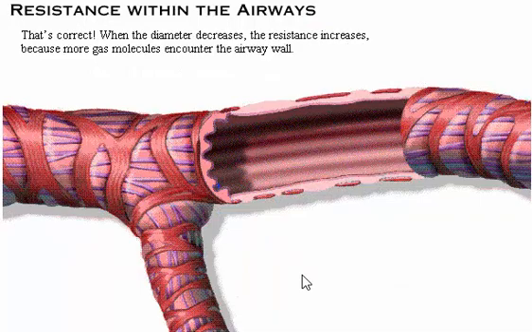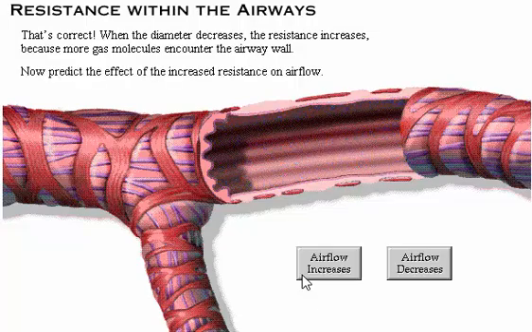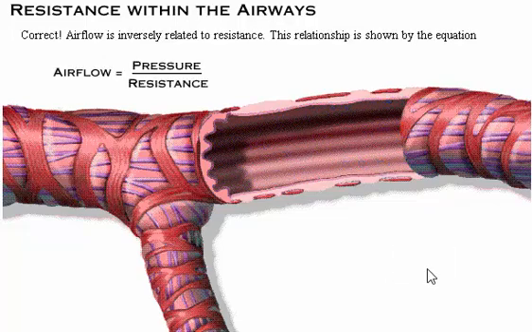That's correct. When the diameter decreases, the resistance increases because more gas molecules encounter the airway wall. Now predict the effect of the increased resistance on airflow. Correct. Airflow is inversely related to resistance. This relationship is shown by the equation airflow equals the pressure difference between atmosphere and intrapulmonary pressure, divided by the resistance. As the resistance increases, the airflow decreases. By the same token, as the resistance decreases, the airflow increases.